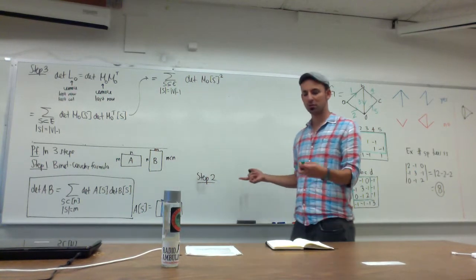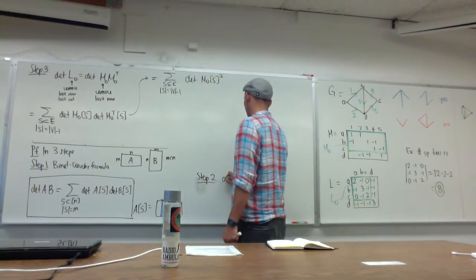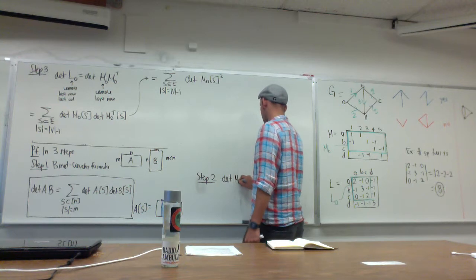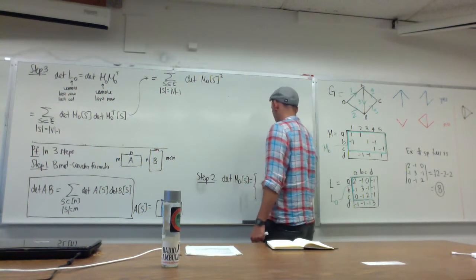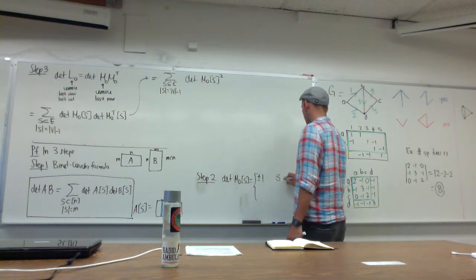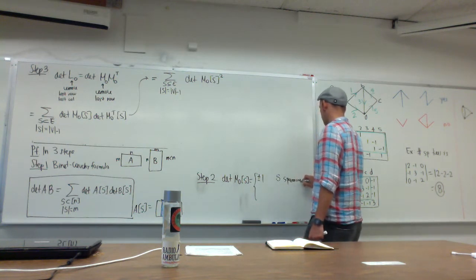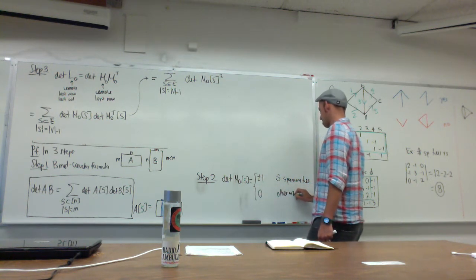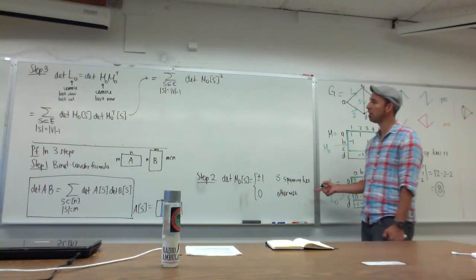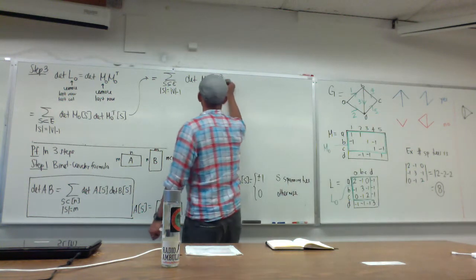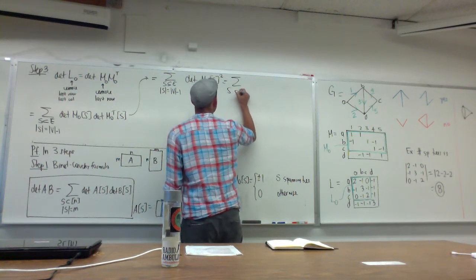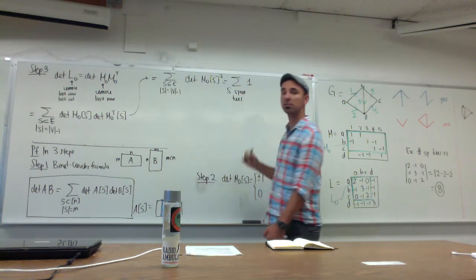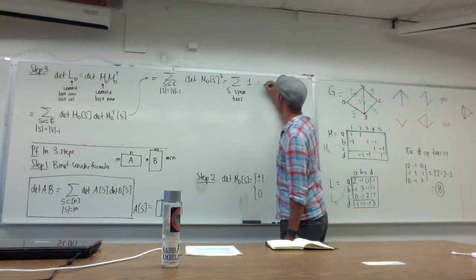But then the step 2, I wanted to motivate step 2. So step 2, what I want to show is that the determinant of M0S is plus or minus 1 if S is a spanning tree. That's going to be 0 otherwise. And if I prove this, then basically I'm going to get that only the spanning trees contribute. So I get sum over S spanning trees, and I get a sum of 1s. So this is going to be the number of spanning trees.